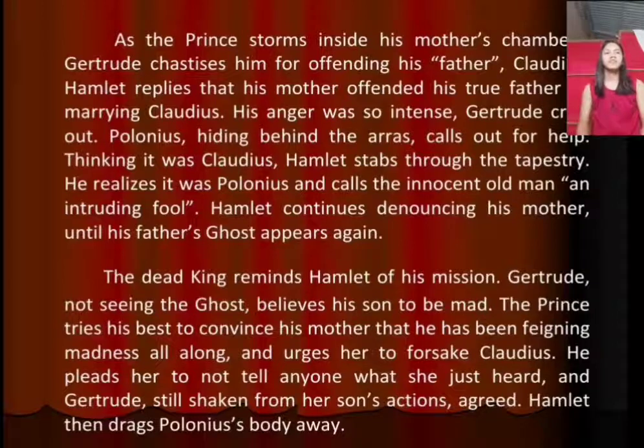Hamlet continues denouncing his mother until his father's ghost appears again. The dead king reminds Hamlet of his mission. Gertrude, not seeing the ghost, believes her son to be mad. The prince tries his best to convince his mother that he has been feigning madness all along and urges her to forsake Claudius. He pleads with her not to tell anyone what she just heard, and Gertrude, still shaken from her son's actions, agreed. Hamlet then drags Polonius' body away.